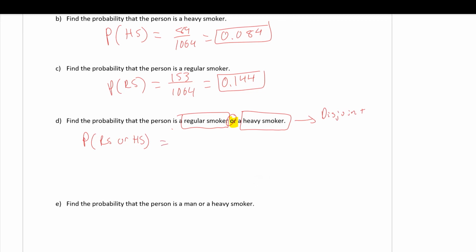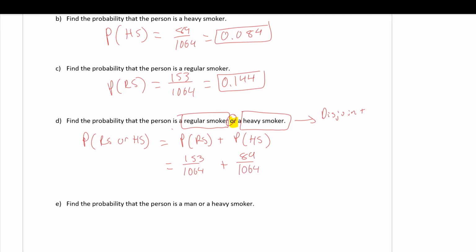Okay, and that simply says that for this OR probability, that's going to be the probability of each event added together individually. Okay, and we don't have to subtract off anything in this case because there is no overlap. So if we subtract something off, it would be 0 essentially. The thing here, you want to make sure that you don't use those calculations from part B and C here. It's much better to just use the original fraction. So regular smokers is 153 out of 1064 plus heavy smokers 89 out of 1064.